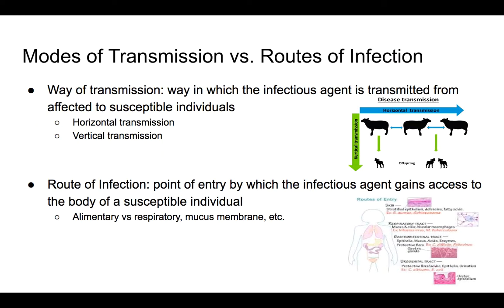And it's important to differentiate between modes of transmission and the route of infection. The modes of transmission are among individuals. For example, there are vertical and horizontal. Vertical is from the parent to the offspring, while horizontal is among different species that are in contact. And the route of infection is basically how the pathogen enters our body.